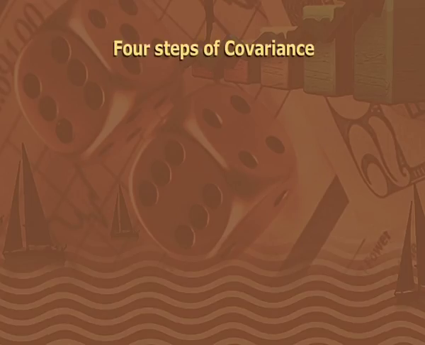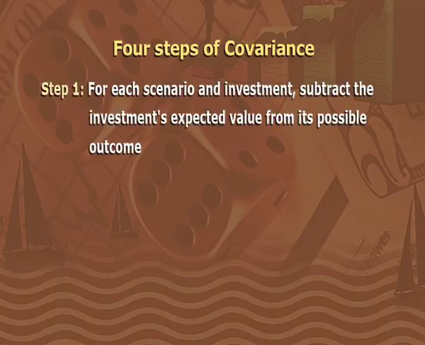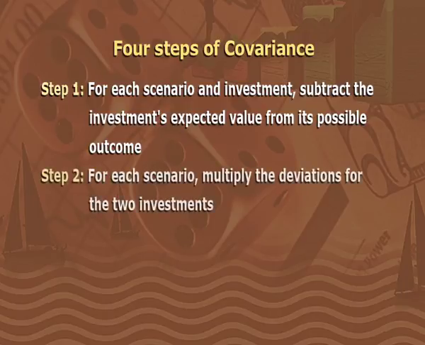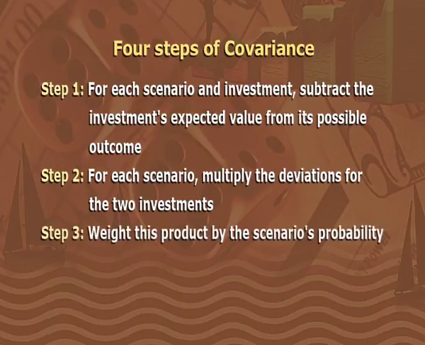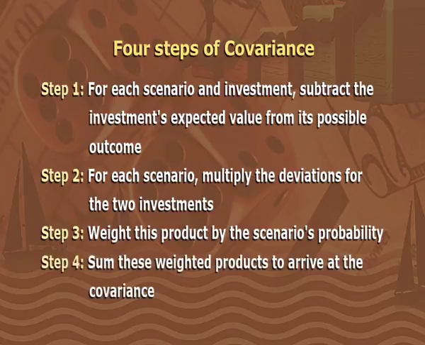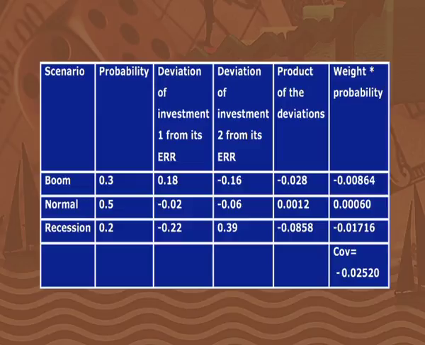Covariance in this example is calculated in 4 steps. Step 1. For each scenario and investment, subtract the investment's expected value from its possible outcome. Step 2. For each scenario, multiply the deviations for the 2 investments. Step 3. Weight this product by the scenario's probability, and step 4. Sum these weighted products to arrive at the covariance. Let's understand an example. There are 3 scenarios.